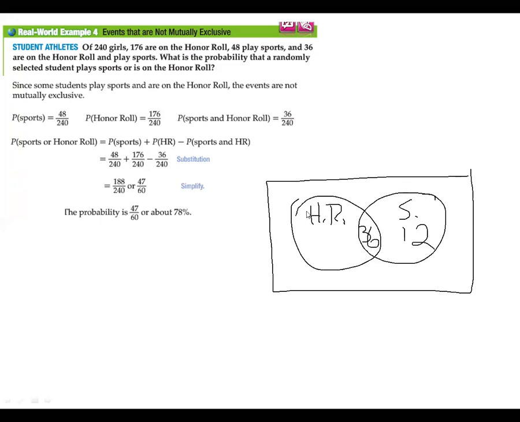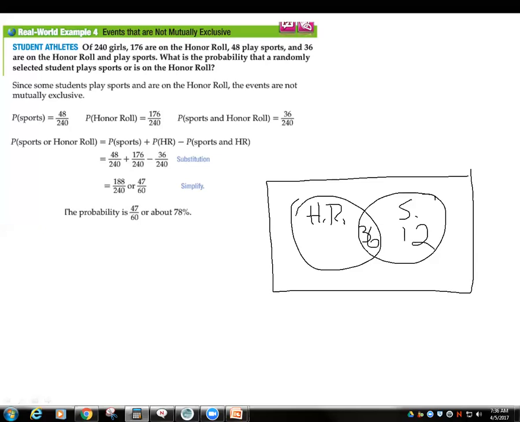Now, for the honor roll, we know 176 students are on honor roll, but 36 of them are already playing sports. So this 36 is already accounted for. That means there are 140 on the honor roll but not playing sports. Now if you add these all up, 140 plus 36 plus 12, you get 188, which is not 240, right?